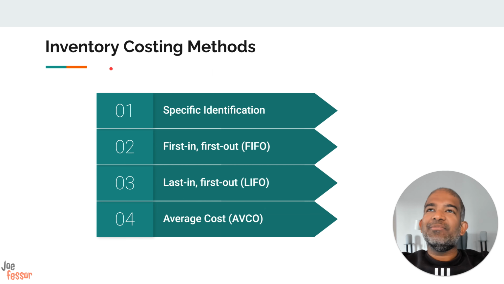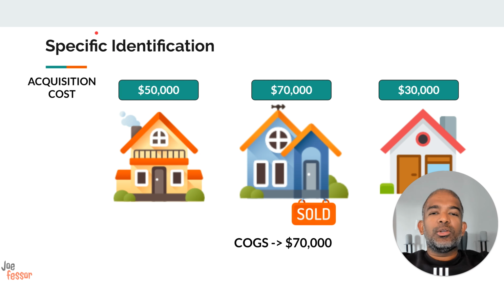Let's look at the different inventory costing methods that are commonly used. The first method is known as the specific identification method. The second one is the first in, first out method, commonly known as FIFO. The third one, the last in, first out method, is also known as LIFO. And finally, the weighted average costing method is also known as AVCO. Let's look at the specific identification method first.